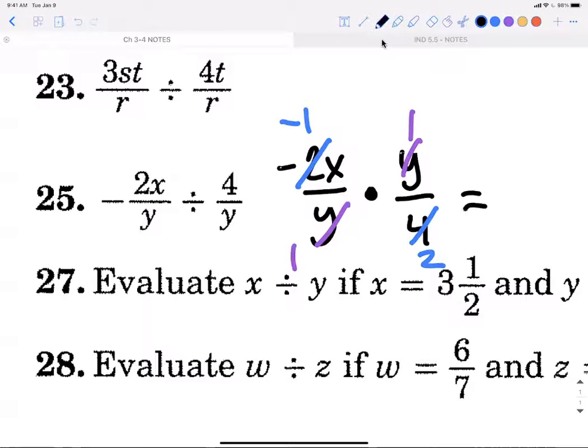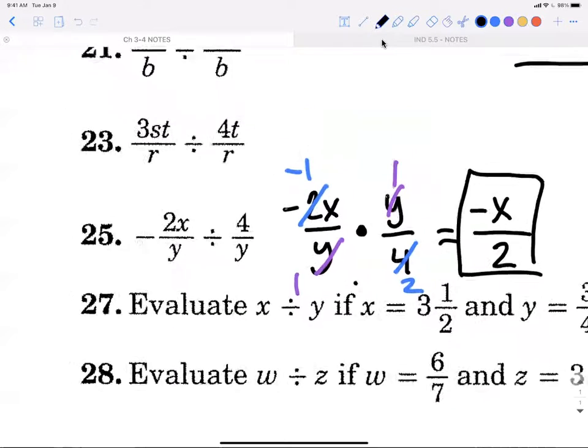So across the top, what do you have left? You have a negative 1, a positive 1, and a positive x. Know that the negative 1 is going to make that top a negative value. You've got a negative times a positive, so you are going to have a negative answer. So you can write negative x or negative 1x, doesn't matter. And then across the bottom, you have just simply 1 times 2, so over 2. And that would be your final answer.